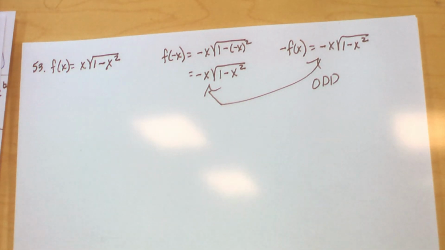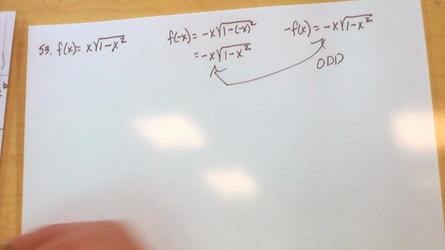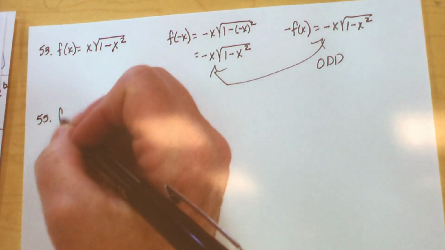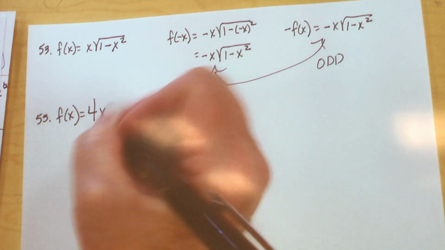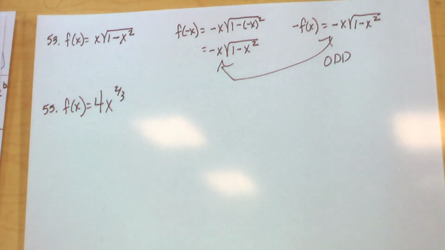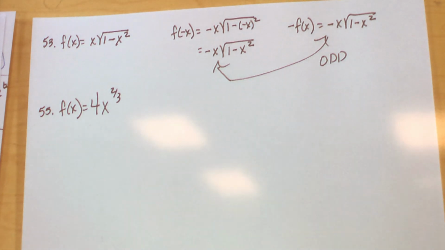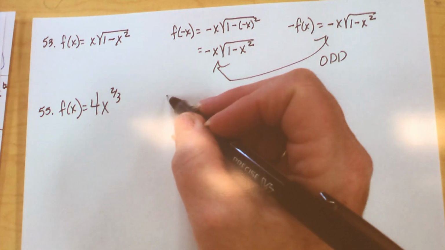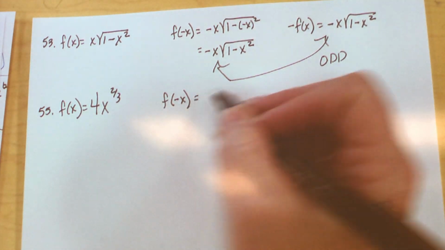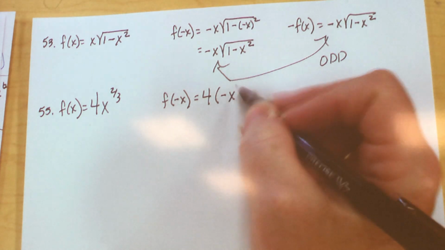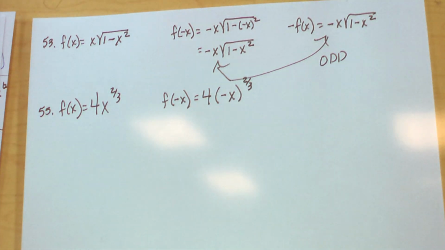All right, anybody got a question? All right, let's try the next one. He's tricky also. Four x to the 2/3. Even, odd, or neither? All right. What happens when you write something to the 2/3?